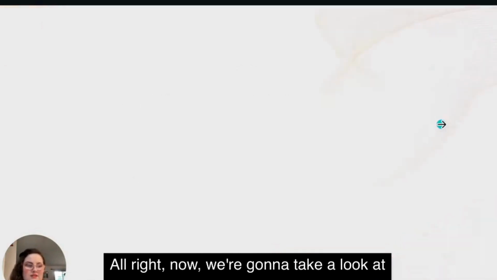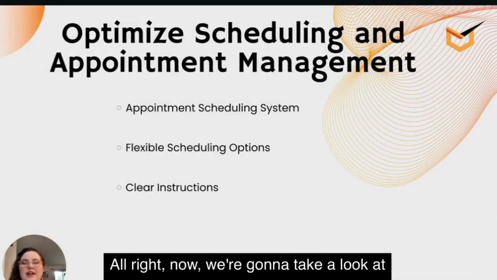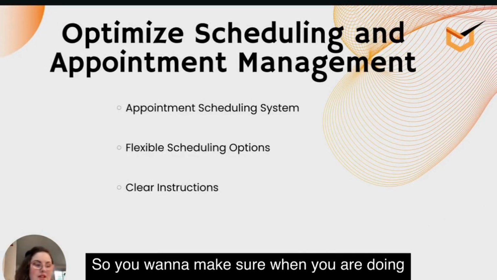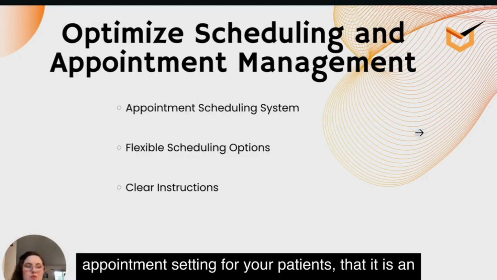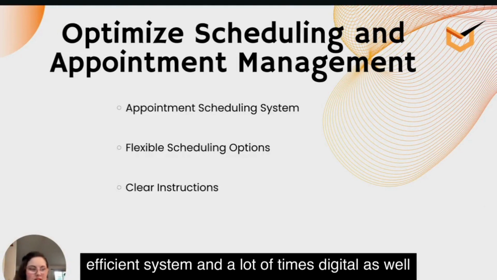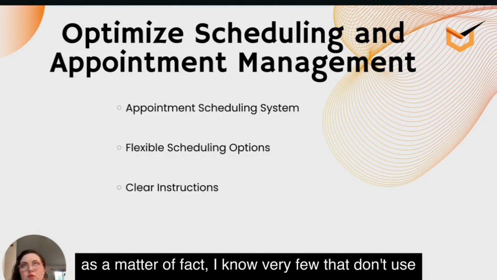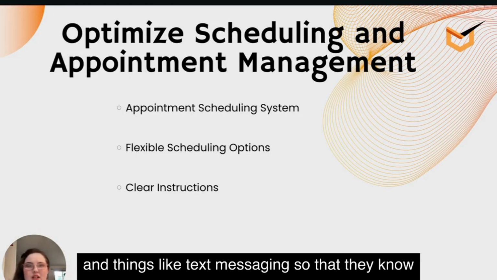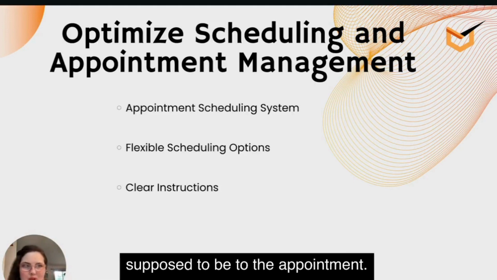All right. Now we're going to take a look at optimizing your scheduling and appointment setting. You want to make sure when you are doing appointment setting for your patients that it is an efficient system, and a lot of times digital as well. As a matter of fact, I know very few that don't use digital systems nowadays, and things like text messaging so that they know the day before that they're supposed to be at the appointment.